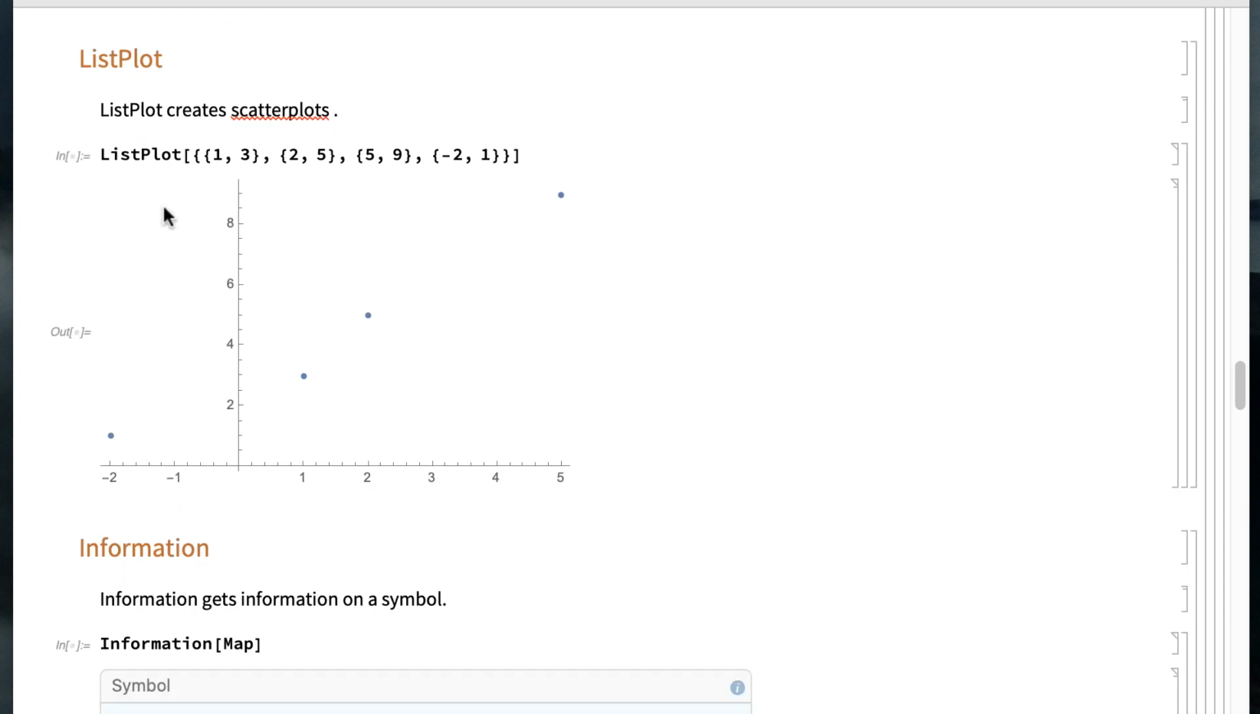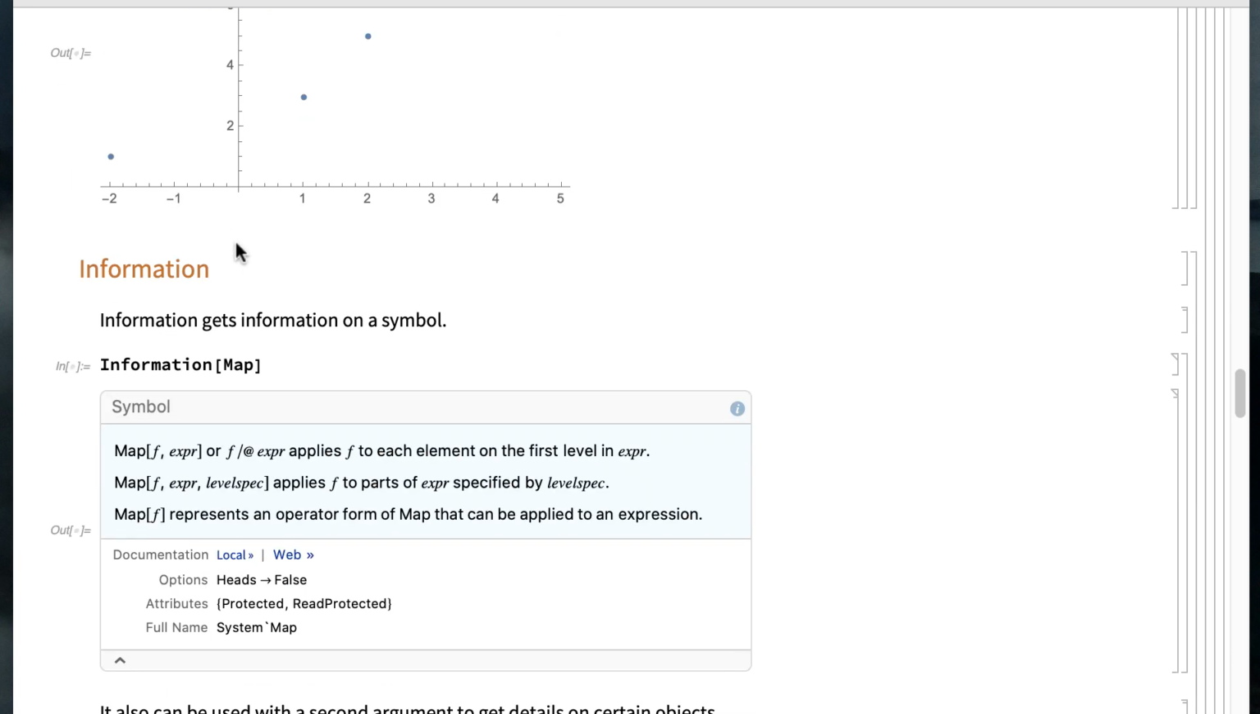ListPlot. ListPlot creates scatter plots. Here are a bunch of points in 2 dimensions. This says plot them. ListPlot says plot them. There are tons of options, tons of other things we can do with ListPlot, but this lets you know what it is.